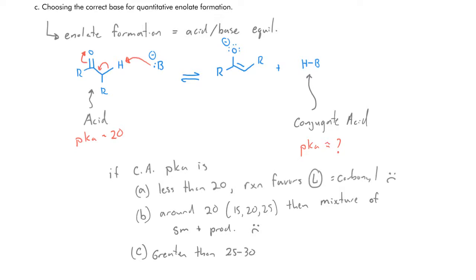Now, what if the pKa of the conjugate acid was greater than 25 or 30? Well, what that would mean is that the conjugate acid would be a much weaker acid than our carbonyl, which should say that the reaction should definitely strongly favor the forward direction towards the much weaker acid. And that's exactly what would happen.